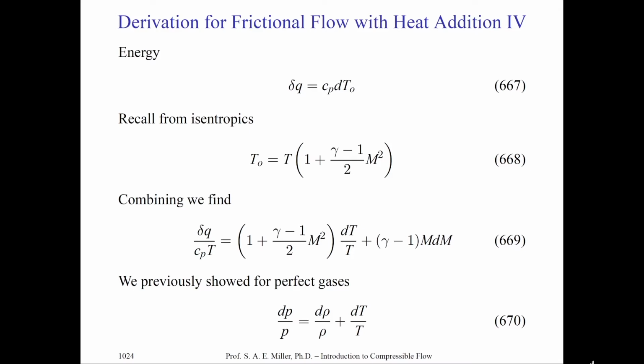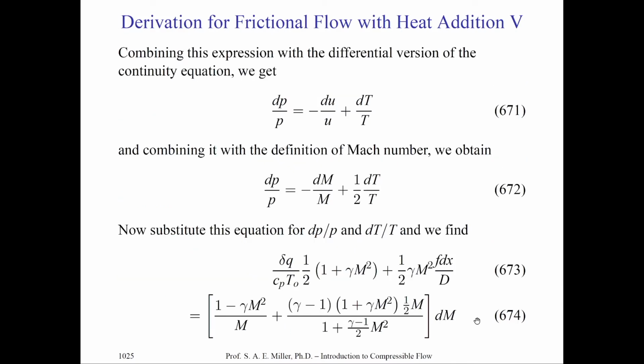Now recall, for perfect gases, we have the ideal gas law, which is the fourth equation we'll examine. We have conservation of mass, momentum, energy, and the ideal gas law. We can then combine these expressions together and find a different form of the continuity equation in 671. We have dp over p of negative du over u plus dt over t. We can now combine these equations with the definition of Mach number, and indeed we retain dp over p of negative dm over m plus a half dt over t.